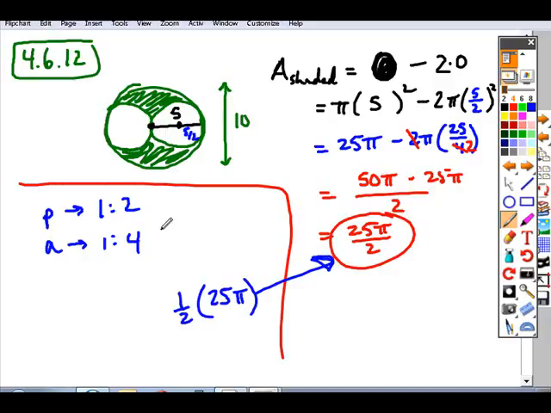Okay. So again, you can either do this math or this math. It depends on whether you can work with the ratio of parts, ratio of areas, or if you have to actually go in and solve the numbers.